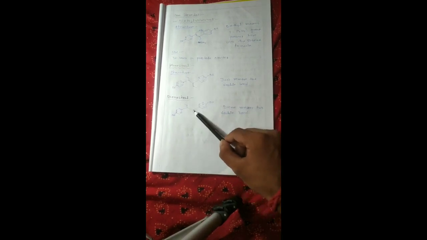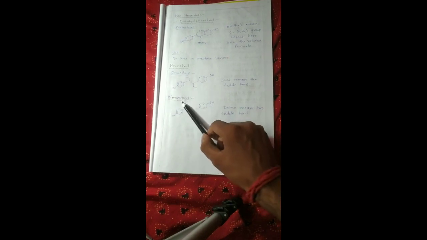So the next one is dienestrol. Here dienes means two double bonds. There are two double bonds present here. So this is called dienestrol.